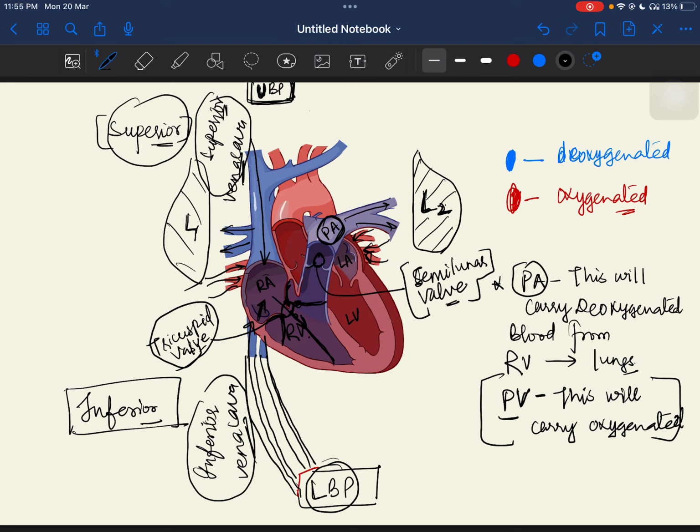So always remember that arteries transport oxygenated blood from the heart to body parts, but here there is an exception: the pulmonary artery. It will transport deoxygenated blood from the heart to the lungs, and the pulmonary vein. Veins generally carry deoxygenated blood, but here the vein is carrying oxygenated blood from the lung to the heart. Okay, you have to remember this.